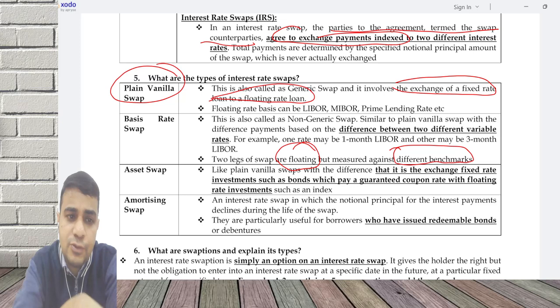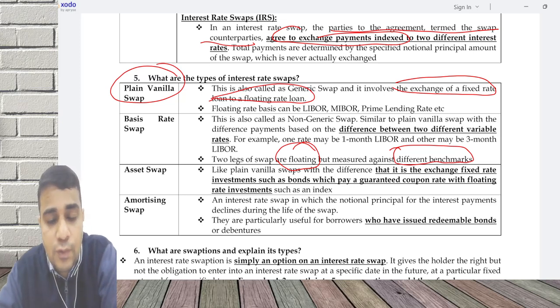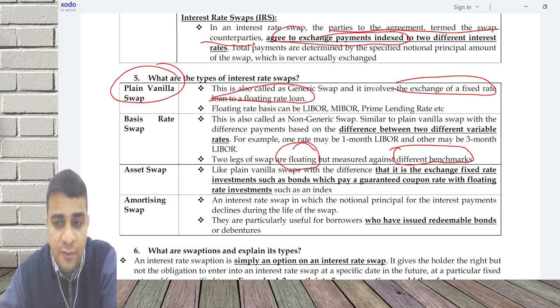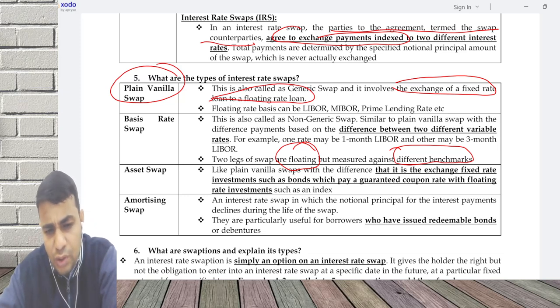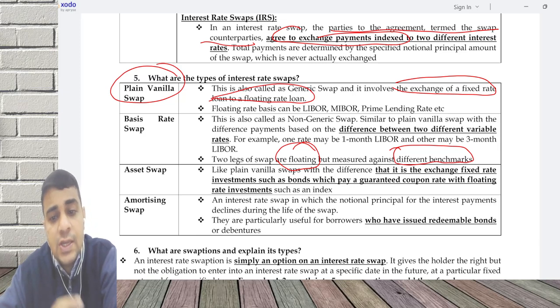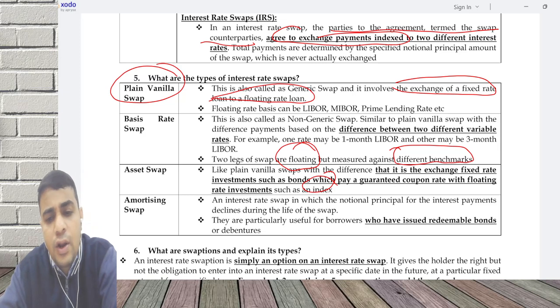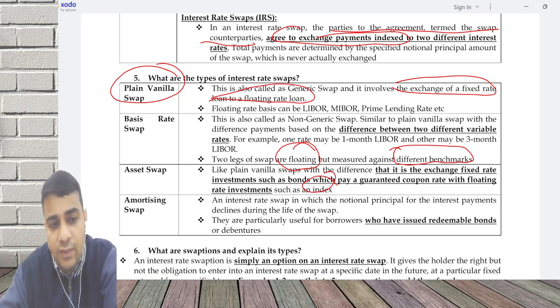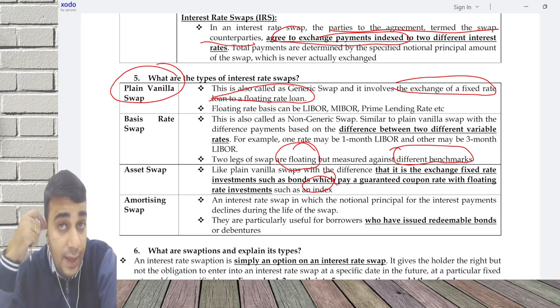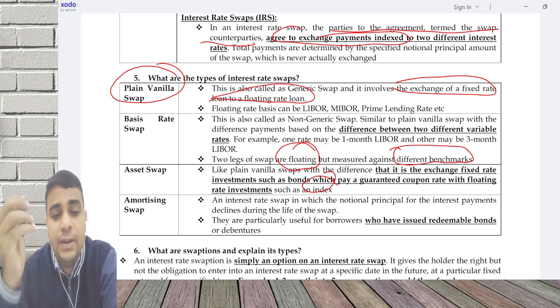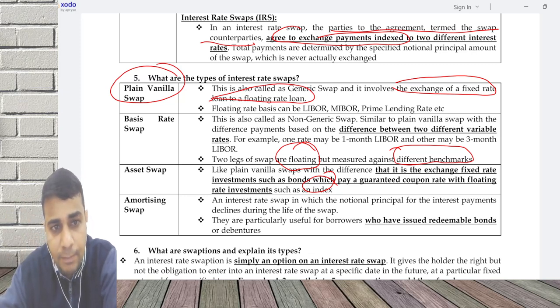So different types of interest rate swap are there. Plain vanilla swap, also called a generic swap, is fixed versus floating. Basis rate swap is floating versus floating. Asset swap is fixed or floating versus a real return on some asset, like an index return. An amortizing swap could be any of the plain vanilla, basis rate or asset swap, where the notional principal will keep declining.